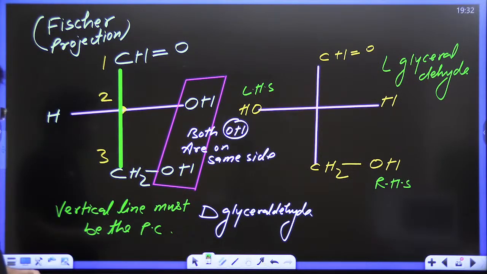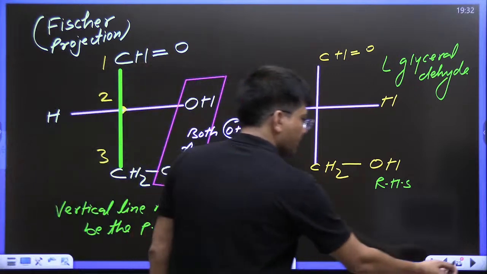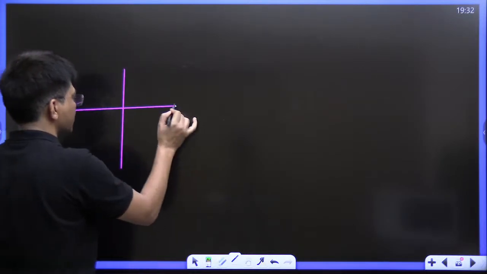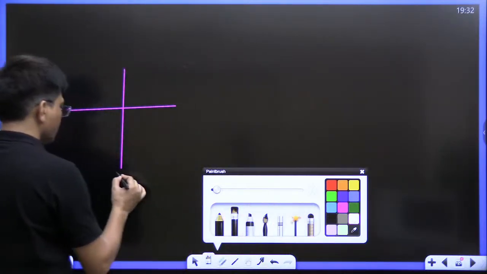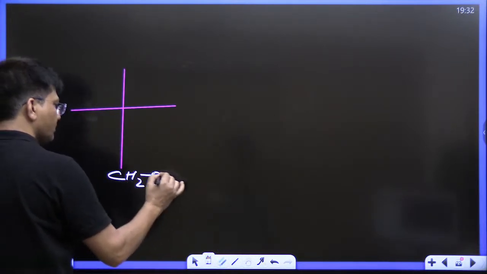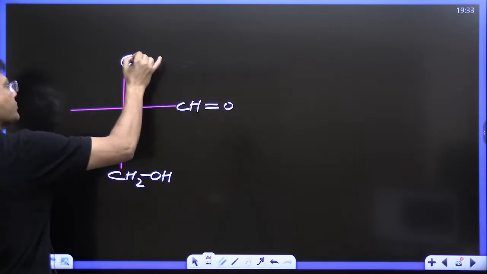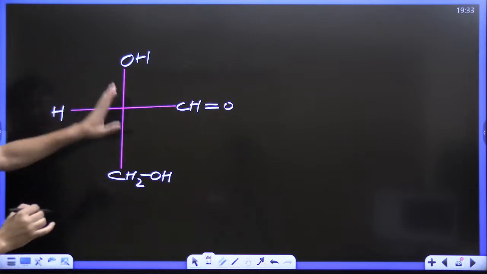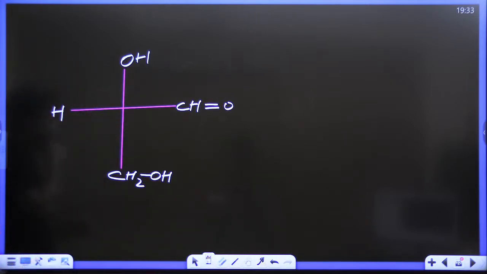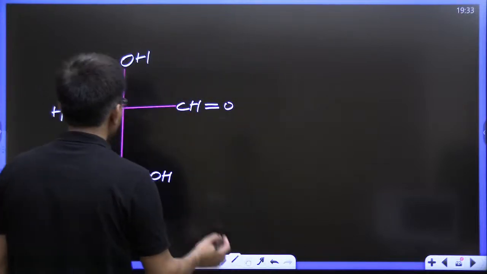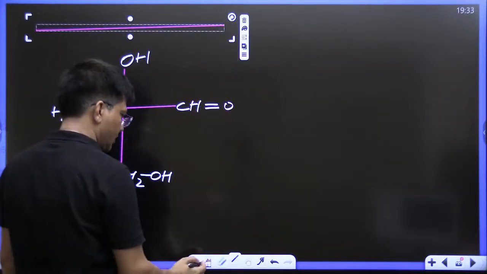Okay. Now see, kids, suppose the examiner gives you a question like this. See everyone. CH2OH, CHO, OH and H. Now what will you say? Is this compound D or L? Is this compound having configuration D or L? This is the question: find out the configuration of the compound, D or L.